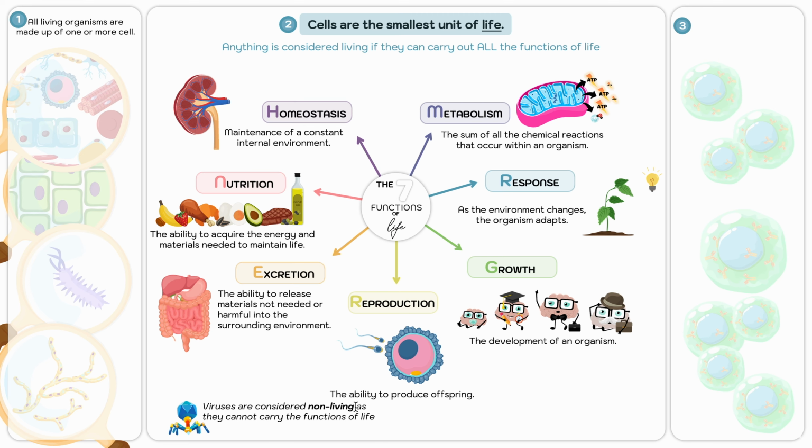The last component of cell theory states that all cells come from pre-existing cells. This means new cells cannot come out of nowhere, spontaneously forming by themselves. No, no, no, no. They come from a previously existing cell that divides to give rise to that new cell.